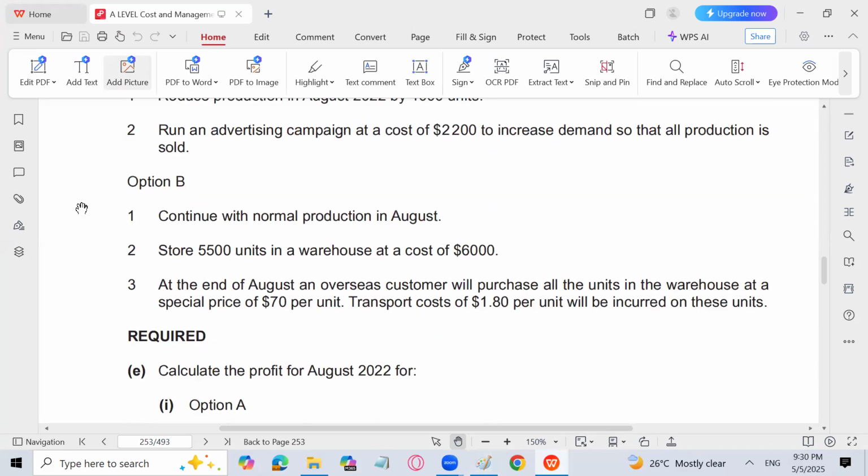Now option B, continue with the normal production in August. Store 5,500 units in a warehouse at a cost of 6,000. At the end of August, an overseas customer will purchase all the units in the warehouse at a special price of 70 per unit. Transport cost of 1.8 per unit will be incurred on these units. So now you have to find basically the contribution, the profit for option B.